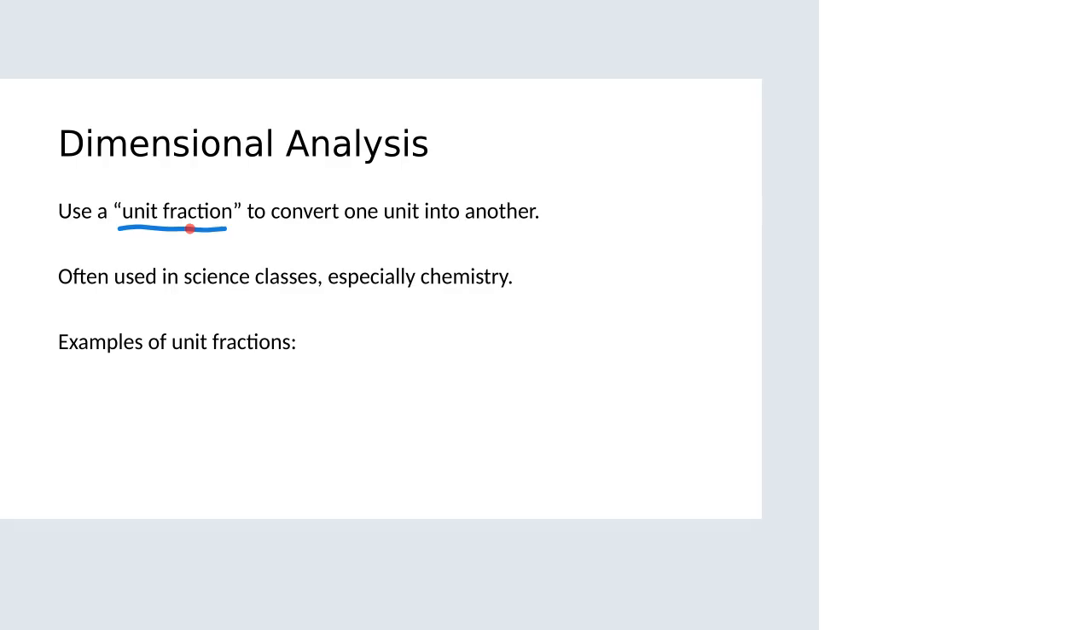And a unit fraction is something like this: 1 mile over 5,280 feet. It's called a unit fraction because technically it's equal to 1, because the numerator and the denominator are the same as each other. 1 mile is the same as 5,280 feet. And anytime we have a fraction that has a numerator and denominator that are the same as each other, it's equal to 1, which is the primary unit of counting. And so that would be a unit fraction.